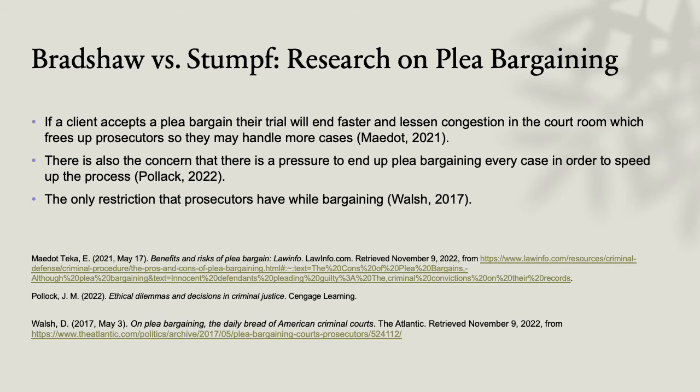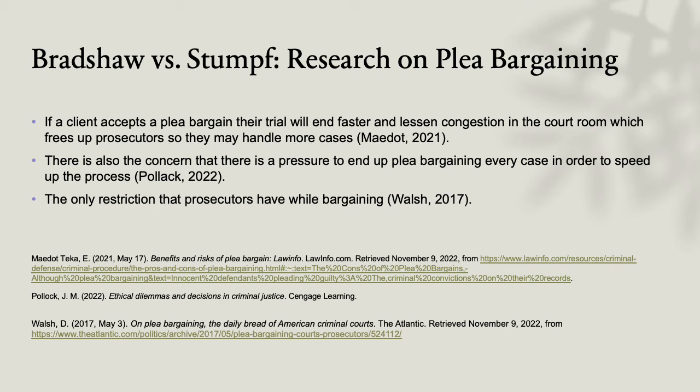Bradshaw v. Stump, research on plea bargaining. Plea bargaining is very common in the criminal justice system, and the main reason is because it can take away some uncertainty of a criminal trial and also decrease the sentence that the client may receive. Going to court can also end up costing a lot of money, and accepting a plea deal could lessen the expenses of an attorney, especially if there's a strong likelihood of conviction. Another benefit that can come from plea bargaining is society's right to a speedy trial. If a client accepts a plea bargain, their trial will end faster and lessen congestion in the courtroom, freeing up prosecutors so they may handle more cases.